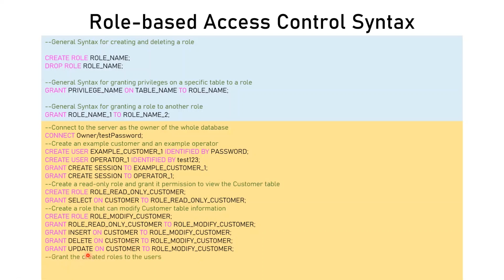Now that we have finished creating and giving privileges to our roles, we can finally grant these roles to our two types of users, our customer and our operator. So we have granted our read-only role to our customer, and we have granted our modification role to our operator. In this way, by following the general syntaxes, we have created roles, we have granted them privileges, and we have granted these roles to our users. Now let's take a look at how these roles work in our SQL console.